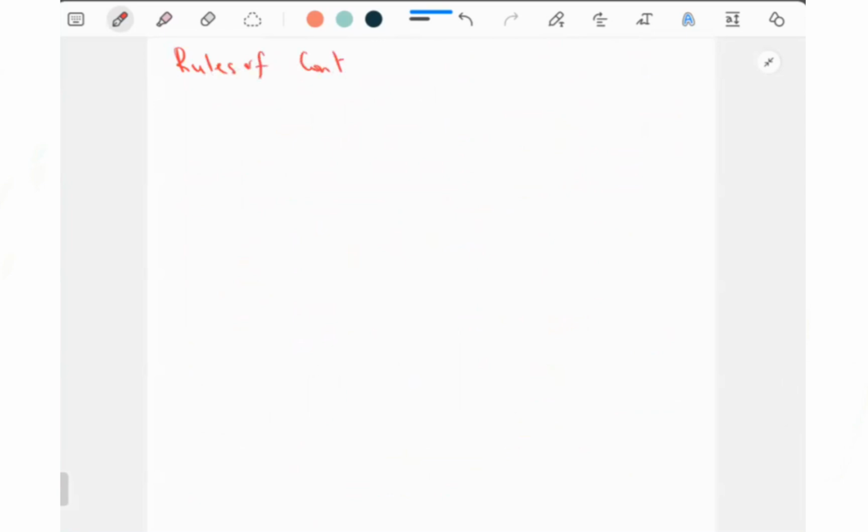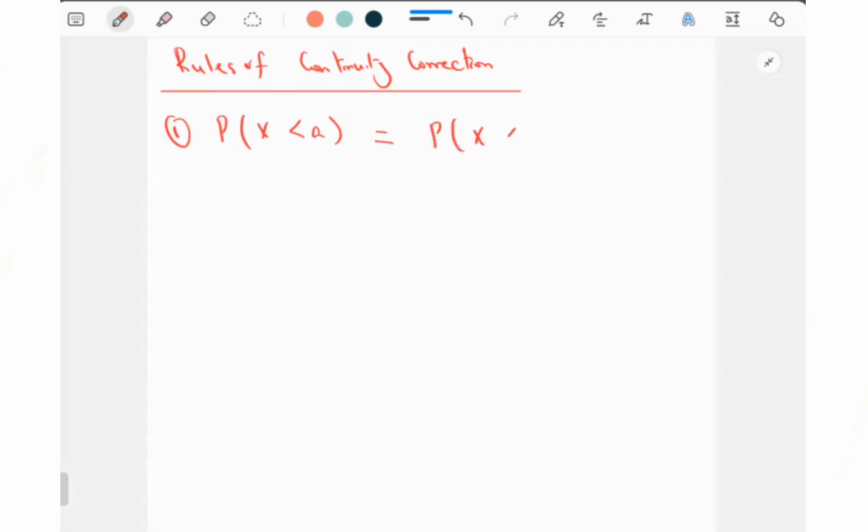Rules of continuity correction. Probability of x is less than a will become probability of x is less than a minus 0.5. मैंने पूरा डिटेल में ऑलरेडी समझाया हुआ है, इसलिए सिर्फ रूल्स यहाँ पे स्टेट कर रहा हूँ. Probability of x is less or equals to a will become probability of x is less than a plus 0.5.